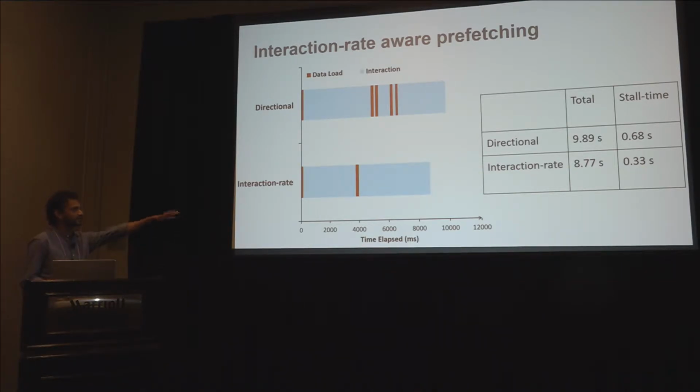So the interaction rate aware prefetching strategy leads to fewer stalls, 2 compared to the baseline setup of 5. And the stall time is almost half of the baseline setup, which leads to the overall interaction time being shorter.